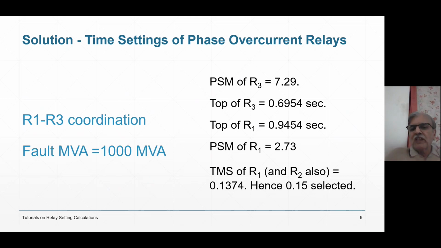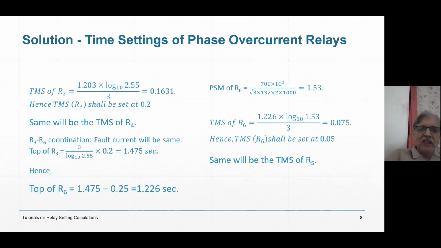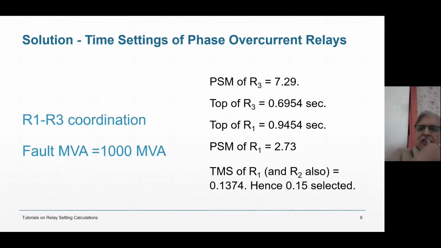That gives me 7.29. Top of R3, because of that, is 3 upon log PSM into TMS. TMS for R3 I have already found out, has been found out as 0.2. So 0.2 if I consider, then my top of R3 is 0.6954. R1 is 0.25 further, so 0.9454. PSM of R1, same 1000 MVA.